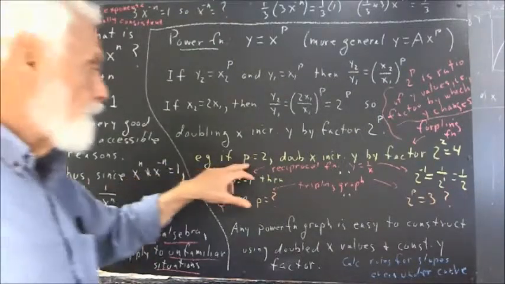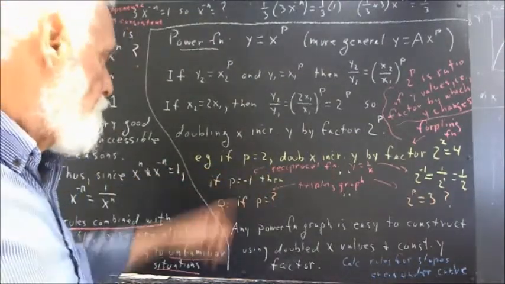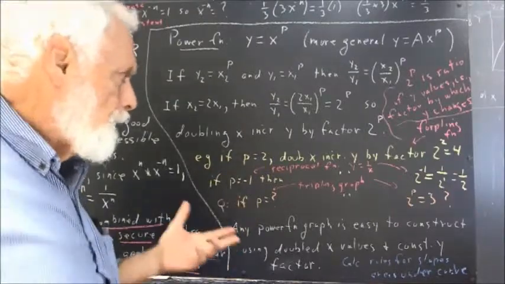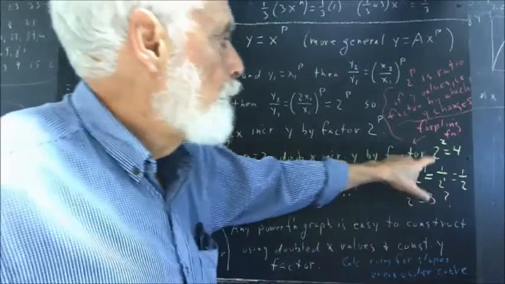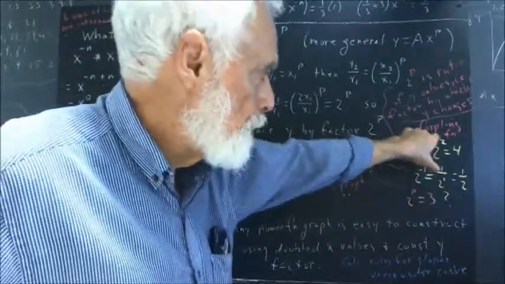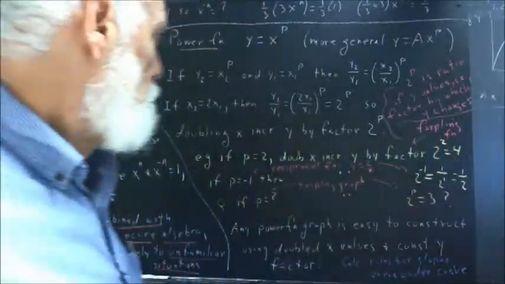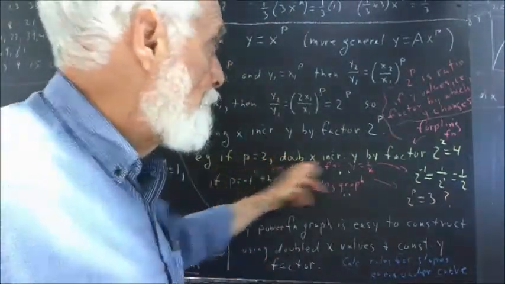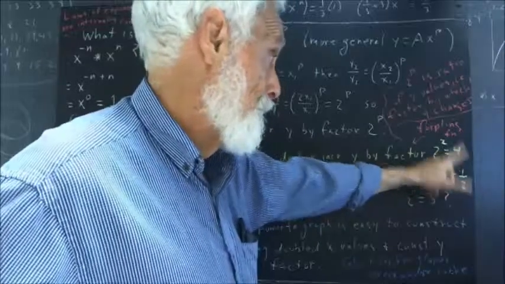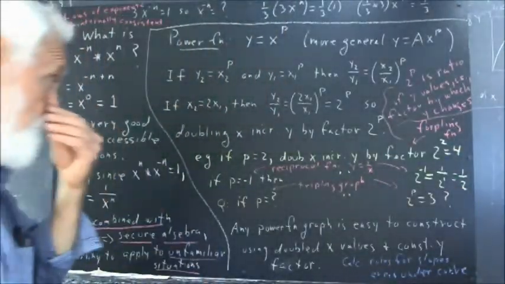So, for example, if p equals 2, then what's that imply? It says that doubling x will increase y by factor 2 to the p, which is 2 to the 2, which is 4. Okay? In other words, if you double x, y quadruples. There's your quadrupling function. Okay?